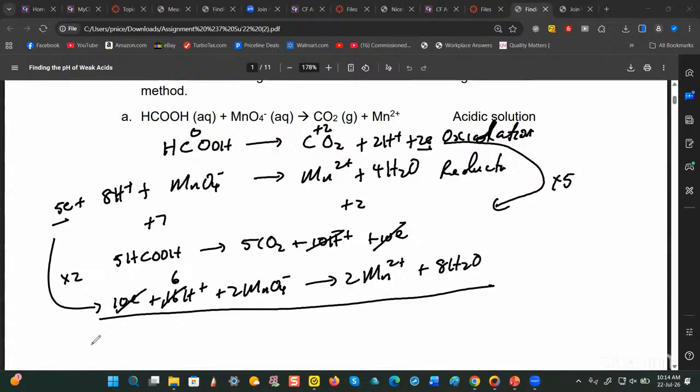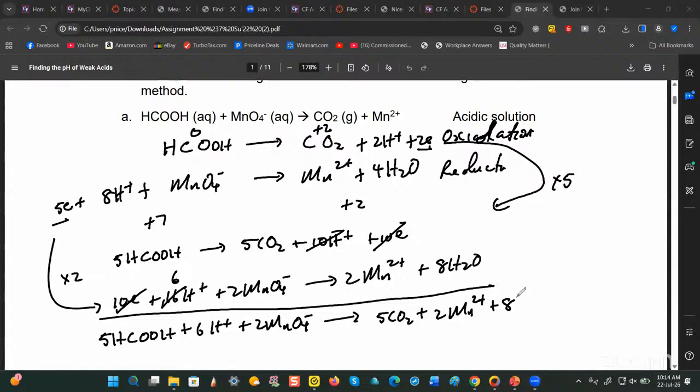So we have to write down what remains, which will be 5 HCOOH plus 6 H+ plus 2 MnO4 minus. And then on the right side, we have 5 CO2 plus 2 Mn2+ plus 8 H2O. And that should be the final answer, right?